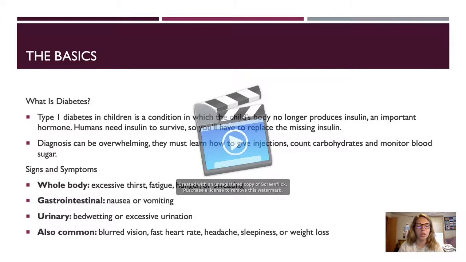Diagnosis can be really overwhelming, but the child and their parents together must learn how to give injections, count carbohydrates, and monitor blood sugar. Some signs and symptoms of this are excessive thirst, fatigue, hunger, or sweating, nausea and vomiting, bedwetting, or excessive urination. Other symptoms that might be common are blurred vision, fast heart rate, headache, sleepiness, or weight loss.